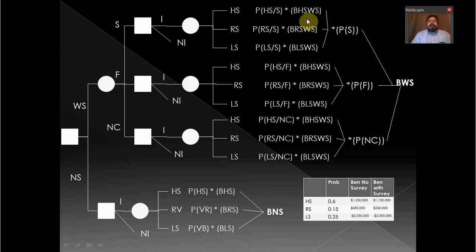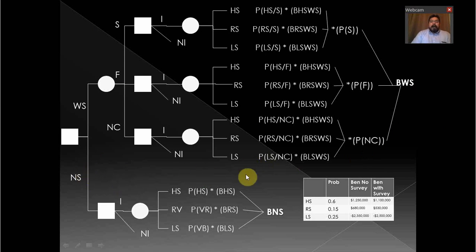Then, when we have a result for each of the branches, we need to multiply it times the probability of each of the three main branches: the probability of success, the probability of failure, and the probability of non-conclusive results. And if we add these three, we are going to have the benefit with the survey. The expected benefit with applying the survey. And this will be the solution for this part of the tree.